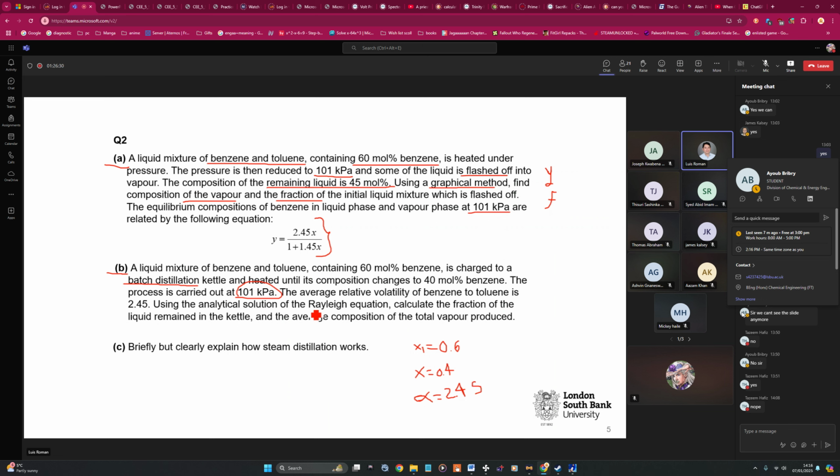So you have to use the Rayleigh equation to calculate the fraction of the liquid remaining in the kettle. At the beginning you have some liquid, and then you have some final amount of liquid. You need to find the fraction of the liquid remaining in the kettle and the average composition of the vapor produced.